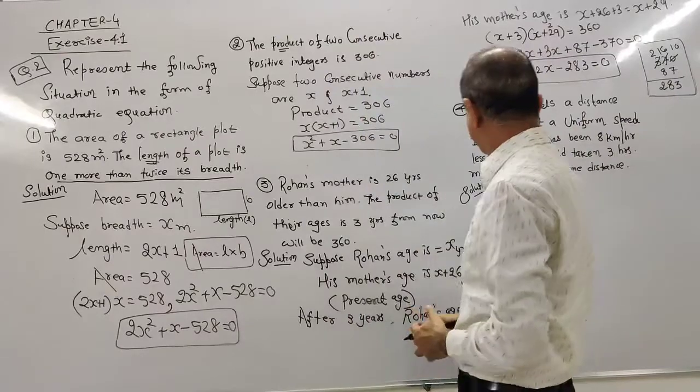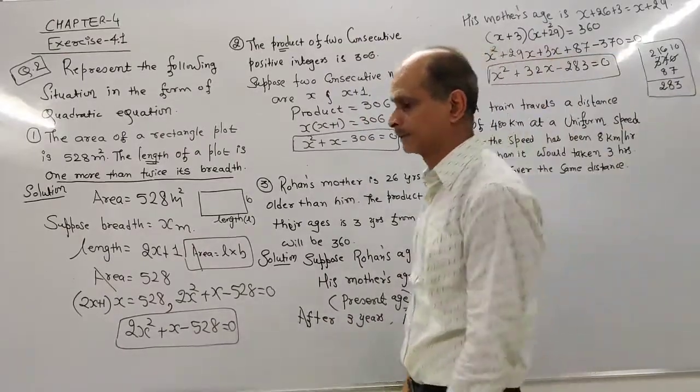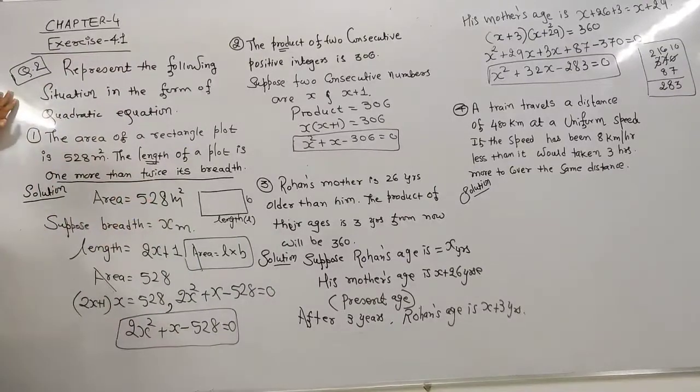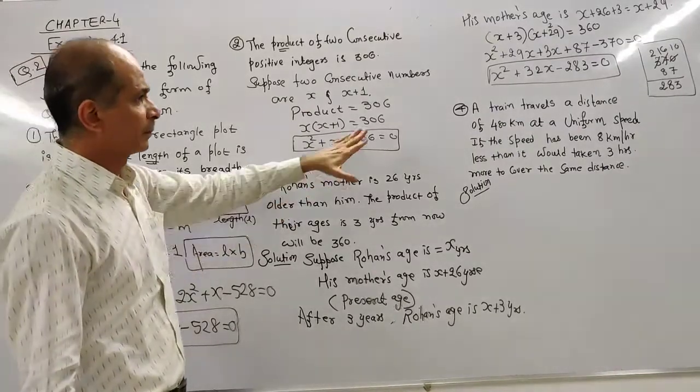Well, now let me start example number 4. Only 4 examples are given in question number 2, that is, represent the following situation in the form of a quadratic equation. Now, a very important example.